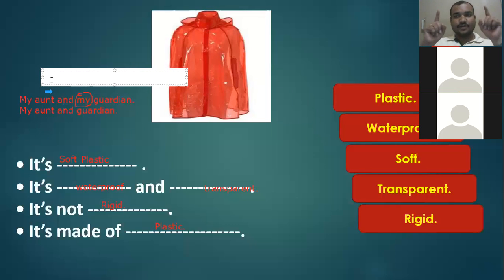Yes, sir. If you are talking about the same person, for example, my aunt and guardian, in the sense, my aunt, she is nothing but my guardian. My aunt is looking after me, so she is my guardian. So there we are referring to only one person, but she is playing two roles: one is aunt and the second is guardian. So if you are referring to the same person, you can use only one pronoun: my aunt and guardian. If you are referring to two different persons, then you can use my aunt and my guardian. Yes, sir.